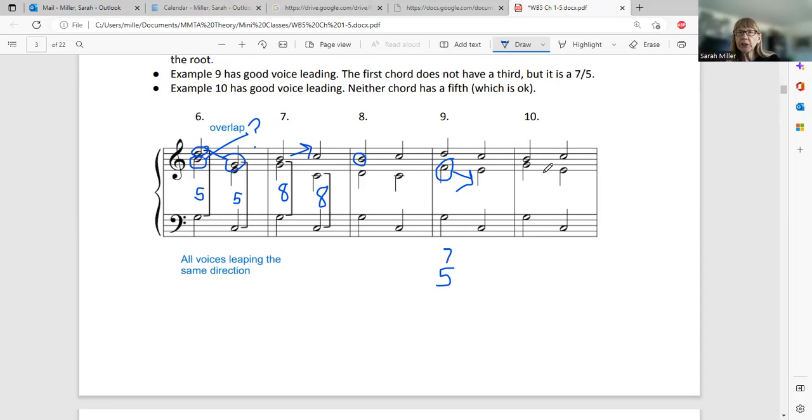Now this last one, G, G, B, it has left out the fifth. As you know, leaving out the fifth is okay. This is the leading tone. It is going up.